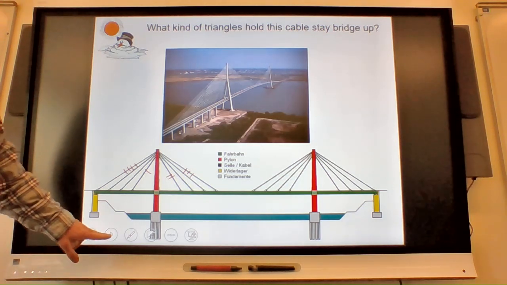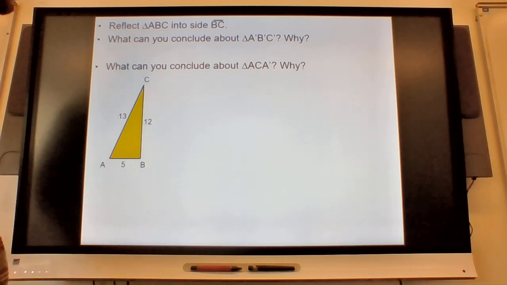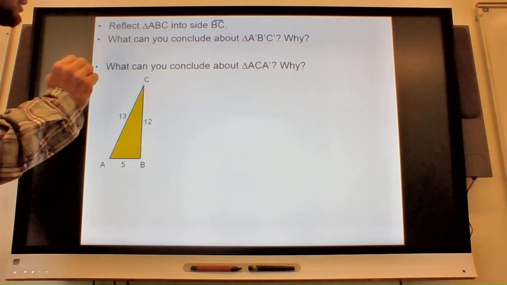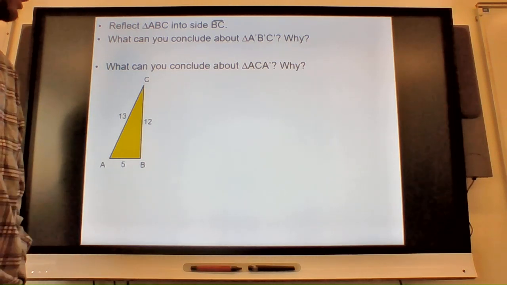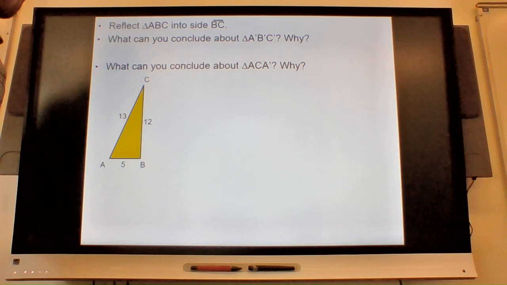This is typically something I'd have for a warm-up for you to do. I haven't provided this for you, so take 2 minutes and try this on your own. You just need scratch paper. Hopefully you can see all three of those questions.